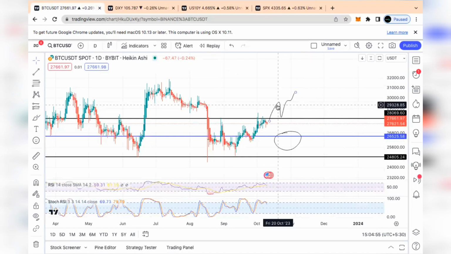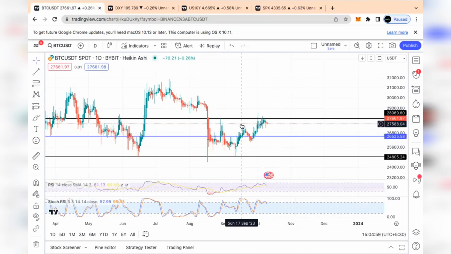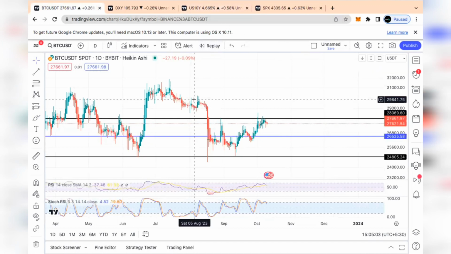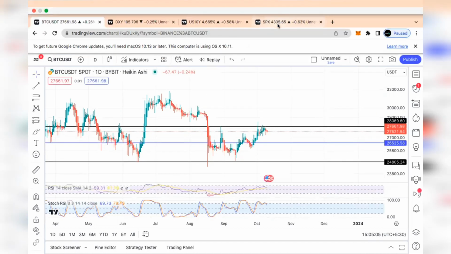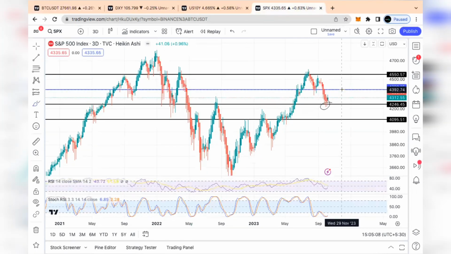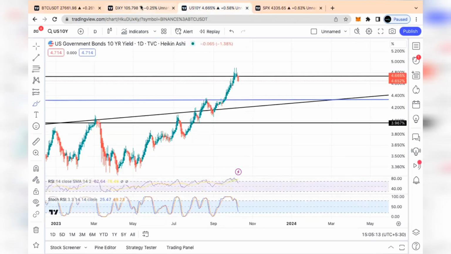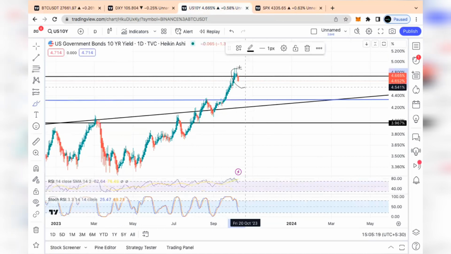But for now, the overall charts are in favor of Bitcoin going higher and retesting this $29 to $30 region, SPX also going back and retesting this 4392 region, and DXY and US10-year showing some correction.